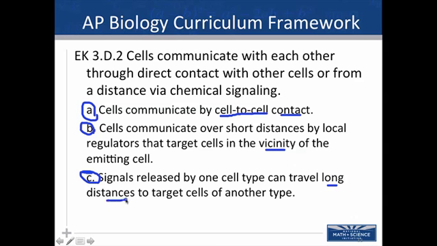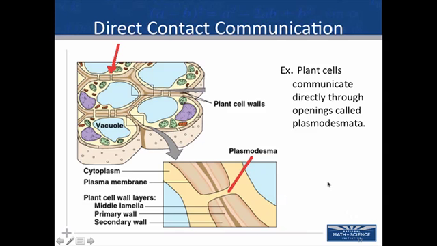And you also need to have a very clean and clear example in your head of what long distance communication might look like in a cell. And so as we go through these next few examples, listen for examples of how cells communicate by contact, by short distances, or even over long distance. Let's start with direct contact.